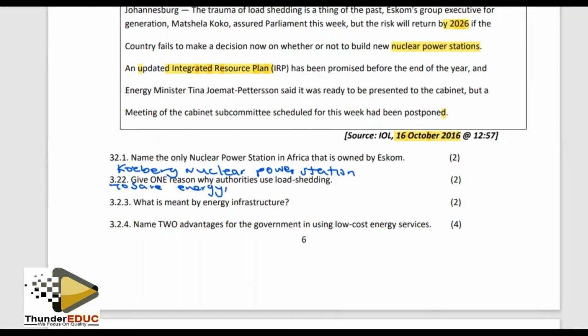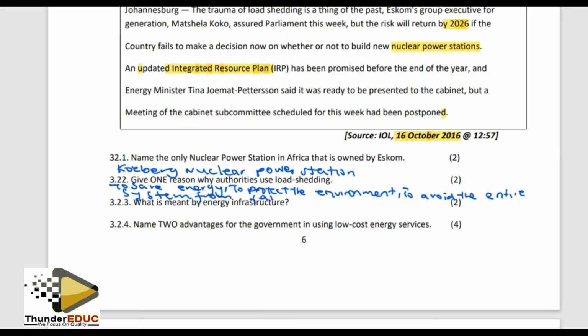Not only that, but to protect the environment. To protect the environment, and maybe to avoid the entire system from failing.